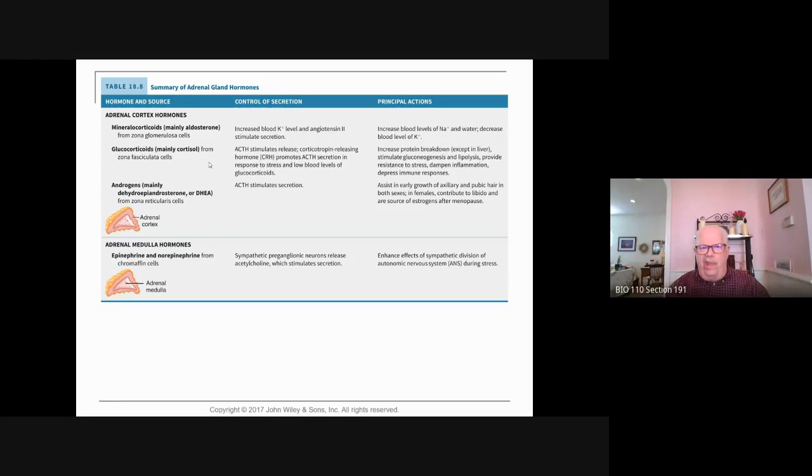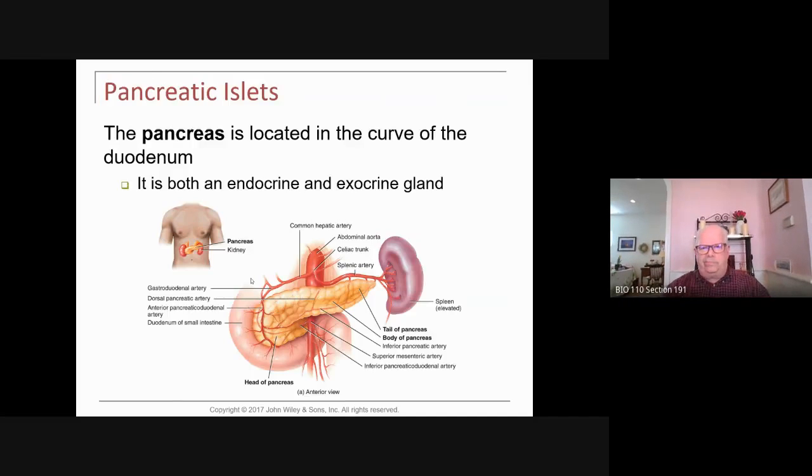Okay? The adrenal medulla is under the control of the sympathetic autonomic nervous system. So that's the adrenal gland. Any questions before we tackle the pancreas?